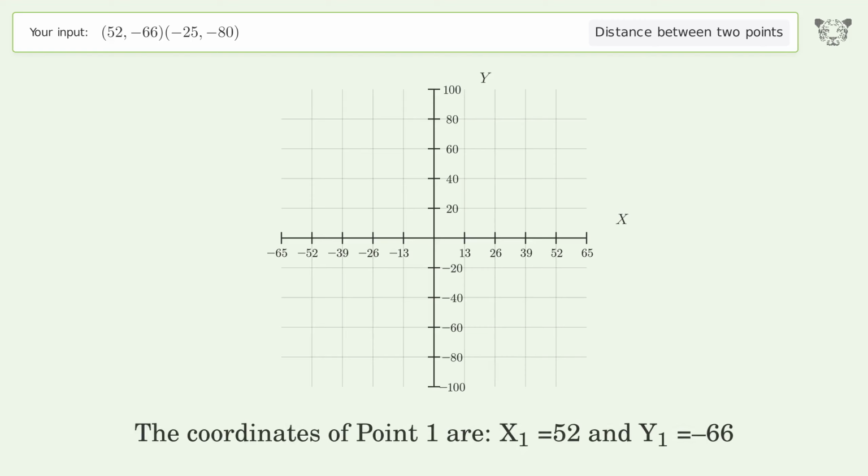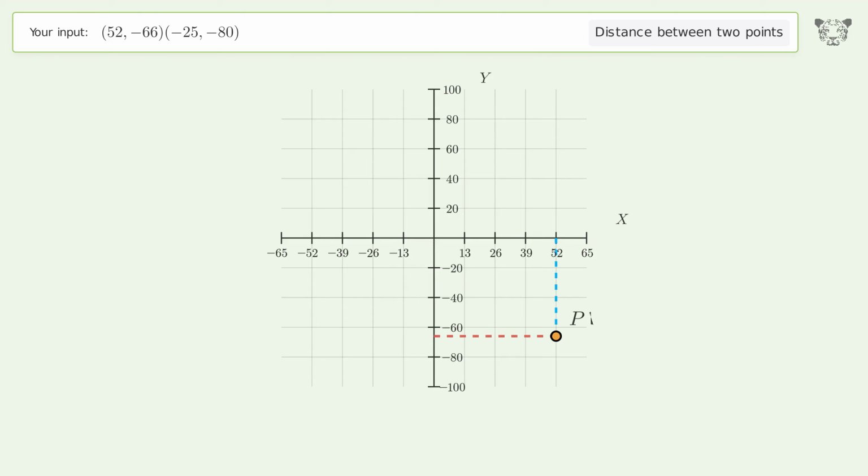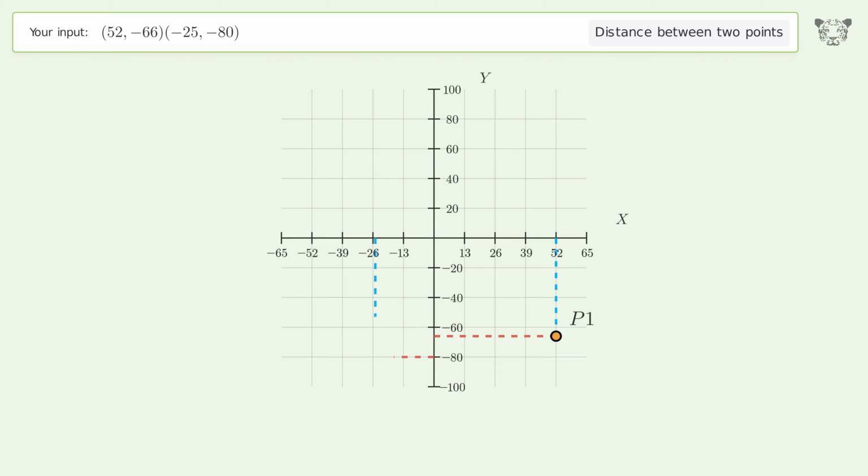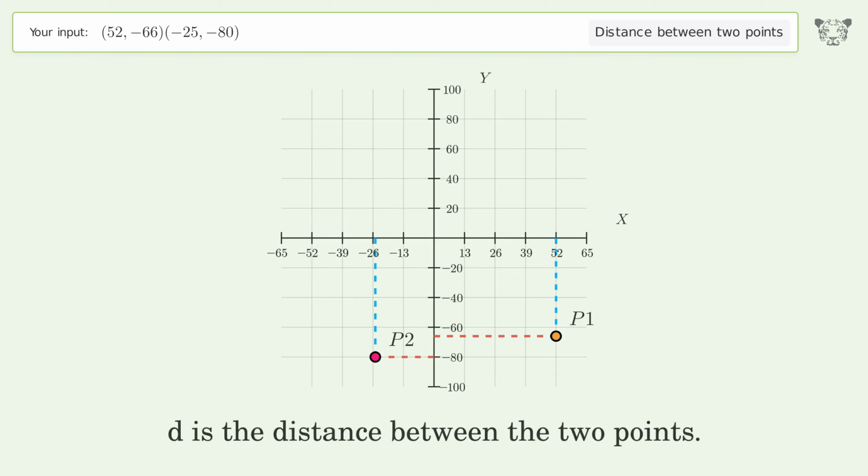The coordinates of point 1 are x1 equals 52 and y1 equals negative 66. The coordinates of point 2 are x2 equals negative 25 and y2 equals negative 80. D is the distance between the 2 points.